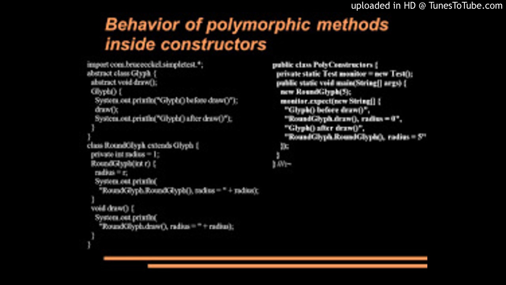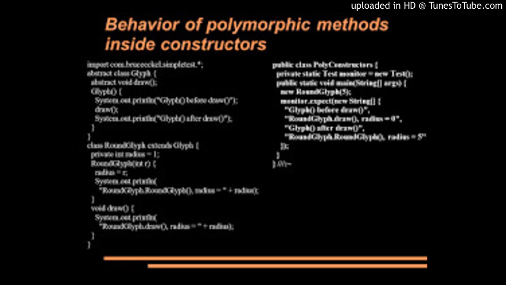A dynamically bound method call, however, reaches outward into the inheritance hierarchy. It calls a method in a derived class. If you do this inside a constructor, you call a method that might manipulate members that haven't been initialized yet, a sure recipe for disaster. You can see the problem in the following example.